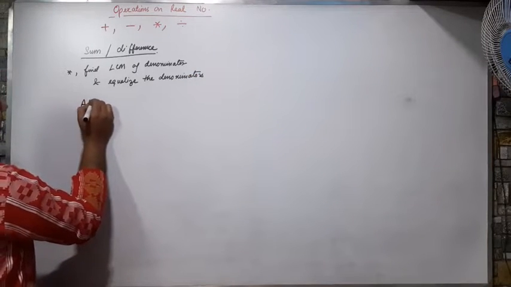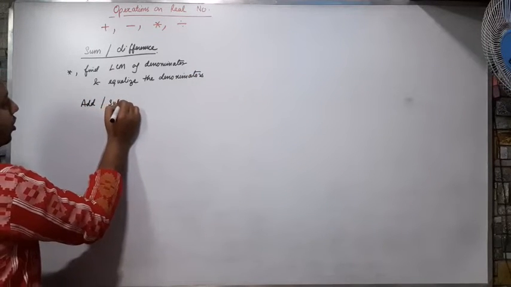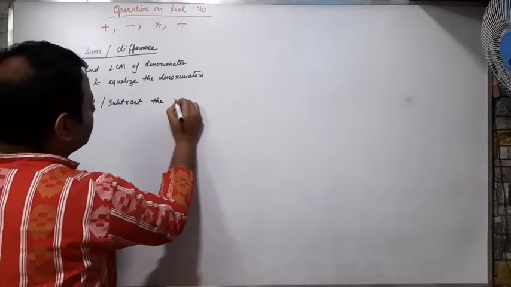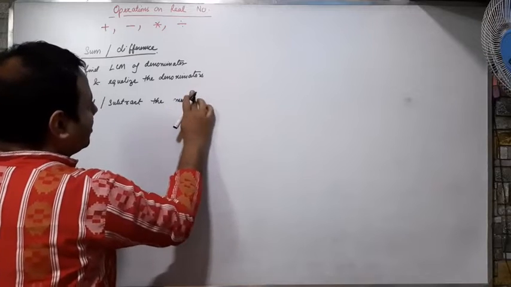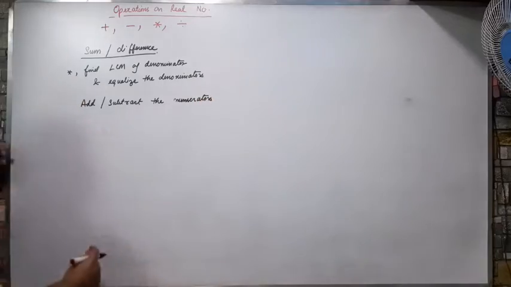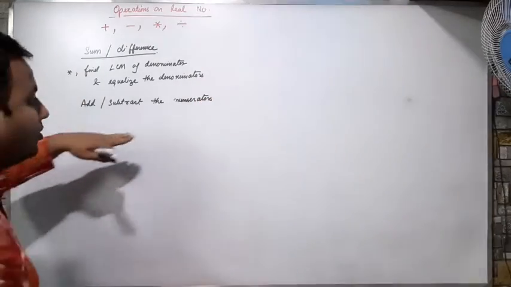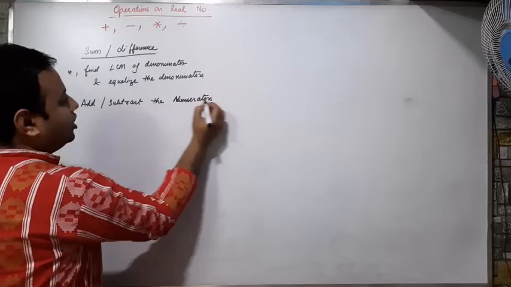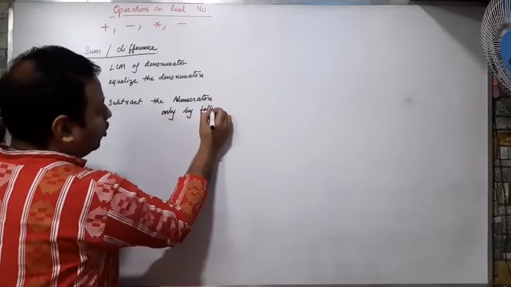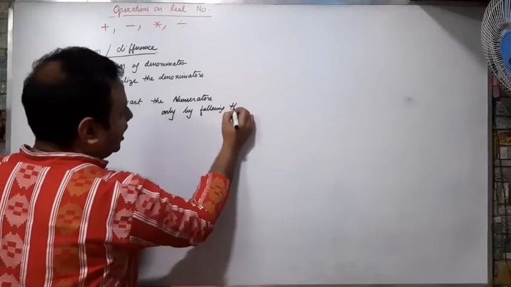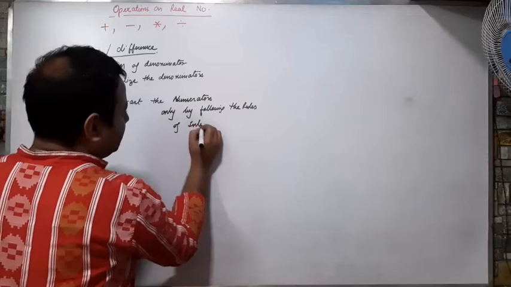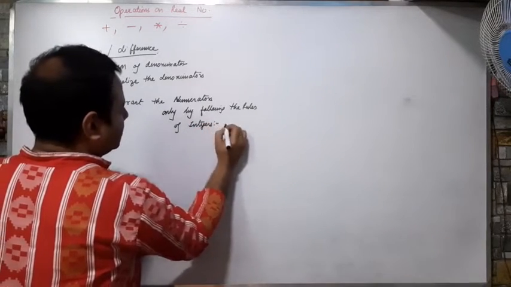Next, add or subtract the numerators. I am repeating again: I have to add or subtract only the numerators, not the denominator. Add or subtract the numerators only by following the rules of integers.